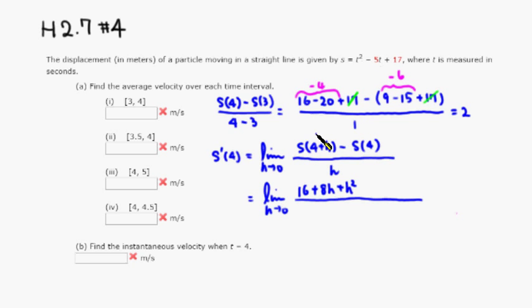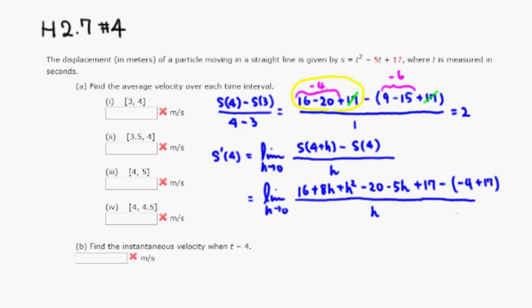Minus 5t, so we multiply by 5: negative 5 times 4 is 20, and negative 5h, and plus 17. And a minus s of 4, which would be sitting right here, so I'll just put negative 4 plus 17, because this is s of 4, so I put the same thing there. Then all over h.